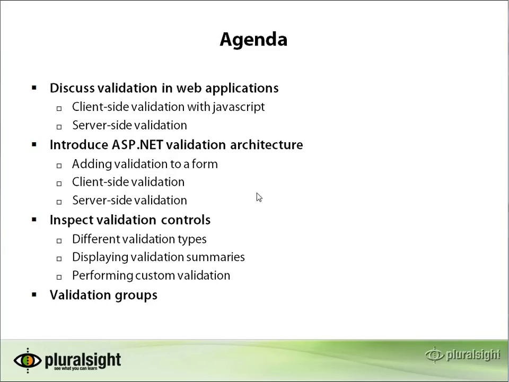So adding validation to a form, how it adds client-side validation to your application, and how it enforces server-side validation as well. And then we'll spend some time looking at each of the various validation controls that are available, talk about when and where you might want to apply them, and some of the restrictions that are involved with them. And we'll also take a look at doing custom validation if none of the existing controls meets your needs. And we'll finish up with a look at validation groups, which is a way of conditionally enforcing subsets of your validation controls depending on which button actually initiated the post back for the page.